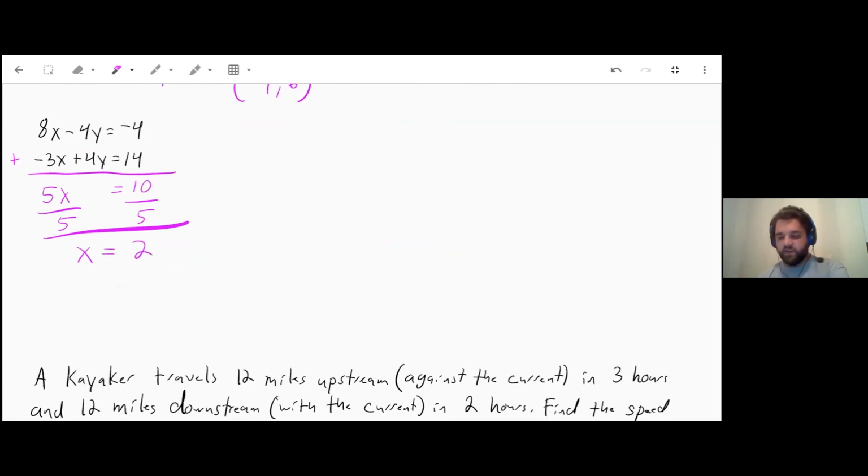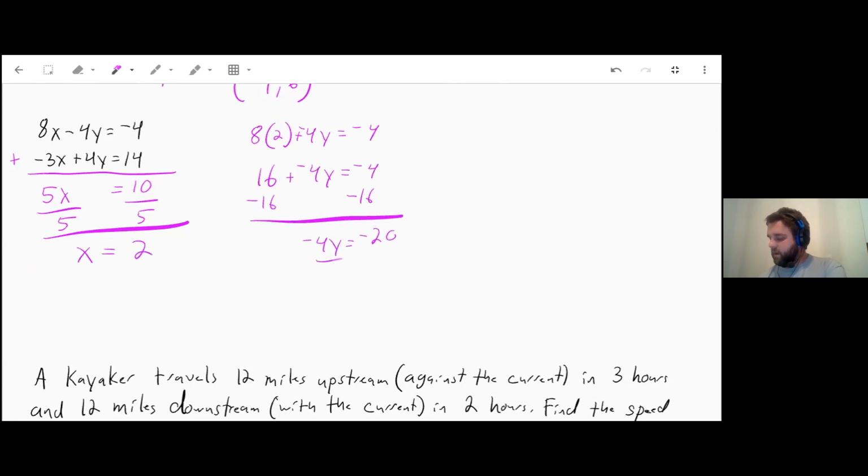Again, you can plug this 2 into either equation, but I'll just do it into the top equation. So 8 times 2 minus 4y is equal to negative 4. I'll make that minus 4y into a plus negative 4y. Now 8 times 2 is 16, plus negative 4y is equal to negative 4. We can subtract the 16 from both sides, so we get negative 4y equals negative 20. Divide both sides by negative 4, and y has to equal positive 5. So our answer in this case is (2, 5).